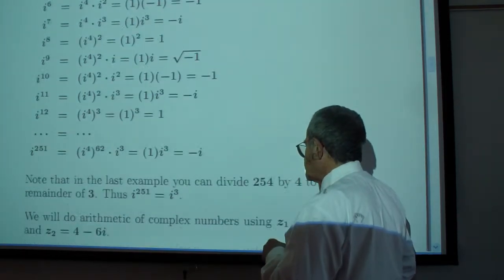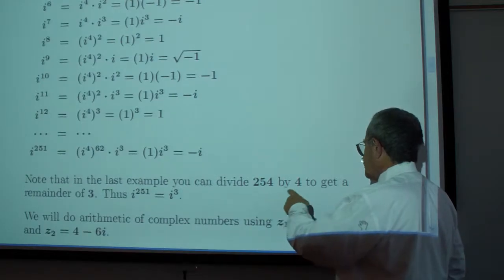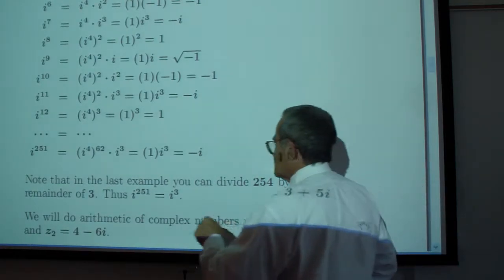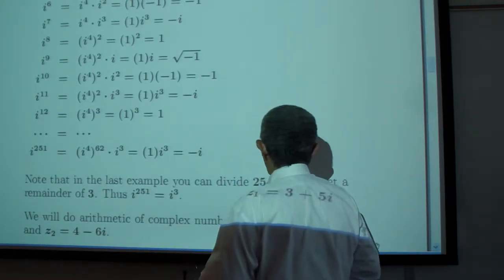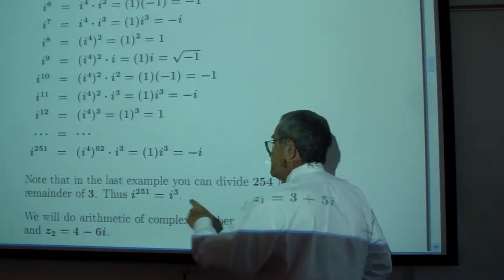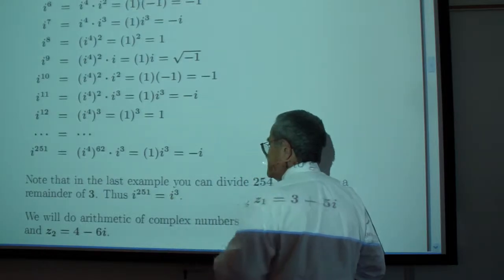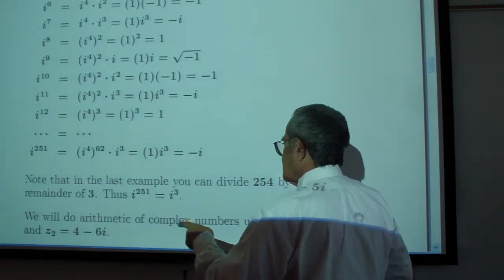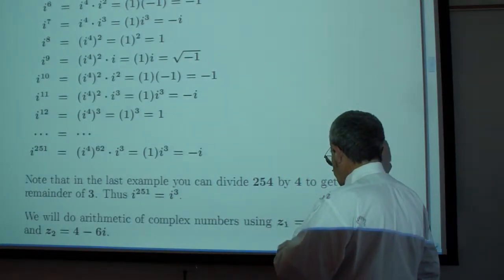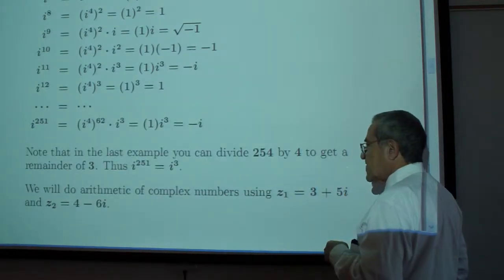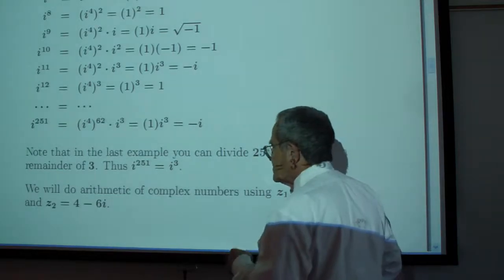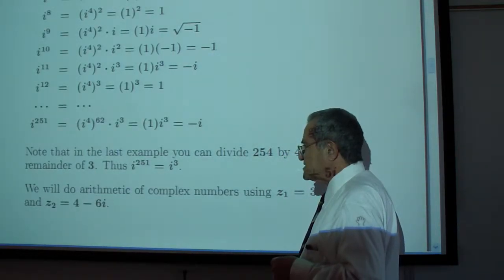Note that in the last example, you can divide 251 by 4 to get a remainder of 3. So i to the 251, that's a misprint, is i cubed. We will do arithmetic of complex numbers using z sub 1, which is 3 plus 5i, and z sub 2, which is negative 4 minus 6i.